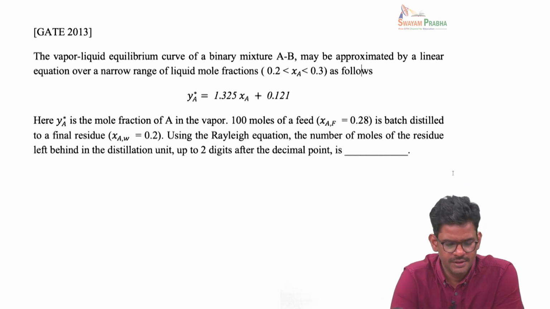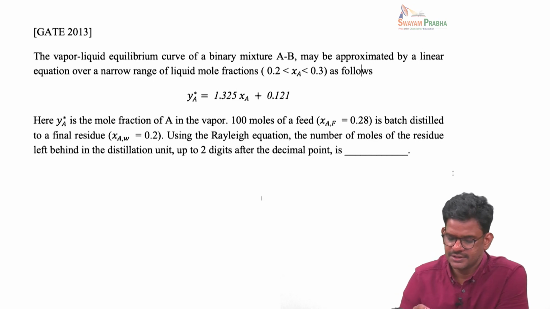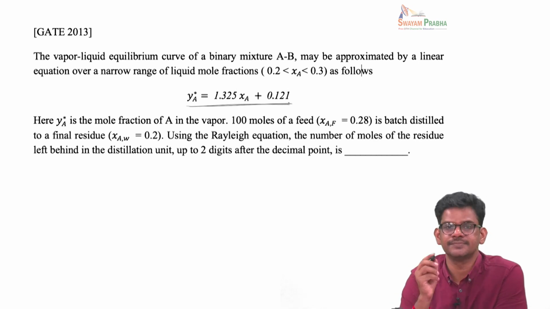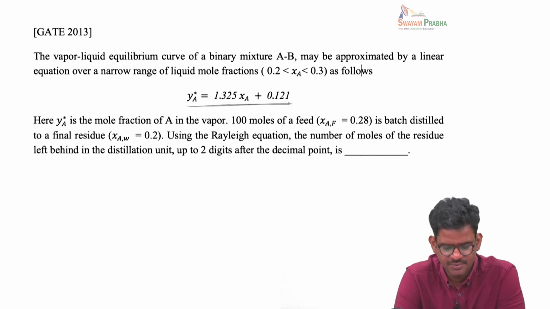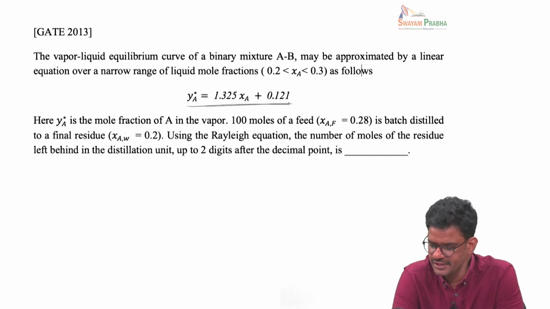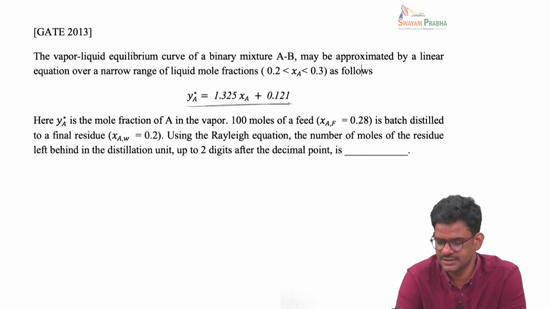So, in this problem the vapor liquid equilibrium curve for a binary mixture AB may be approximated by a linear equation over a narrow range of liquid mole fractions as follows. So, we are given an equilibrium line equation following a straight line formula. So, here Y A star is the mole fraction of A in the vapor. 100 moles of feed with a composition of 20 mole percent is batch distilled to a final residue of 0.2 using the Rayleigh's equation. The number of moles of the residue left behind in the distillation unit, up to 2 digits after the decimal point, is to be obtained.